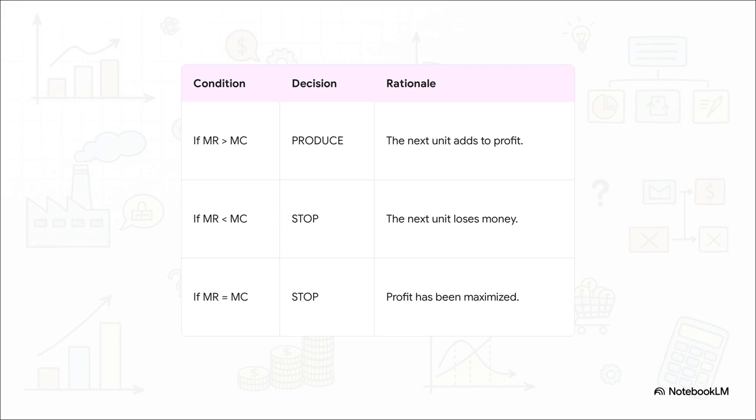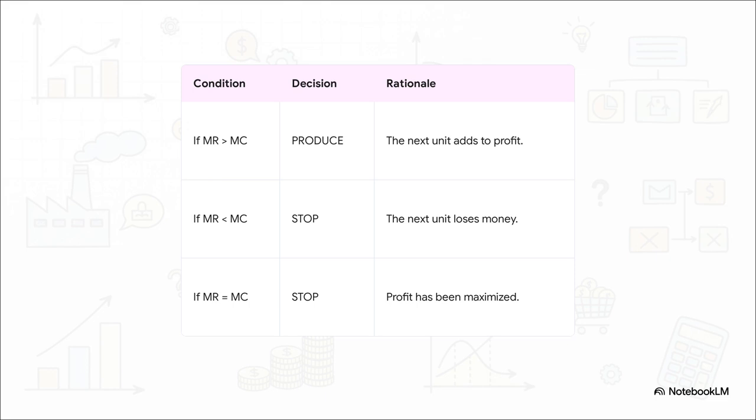Let's walk through it. First, if your marginal revenue is greater than your marginal cost, the decision is an unequivocal produce. Why? It's simple. The money you'll get from selling that next unit is more than the money you spent to make it. That unit is a profit generator. Second, if your marginal revenue is less than your marginal cost, you stop immediately. Producing that next unit would actually cost you more than you'd make from selling it. You would literally be losing money on that specific transaction.